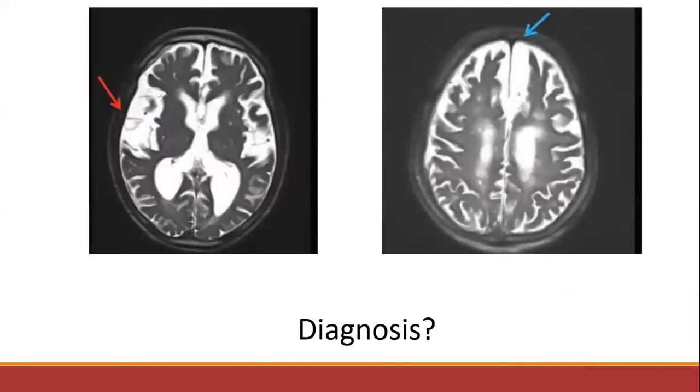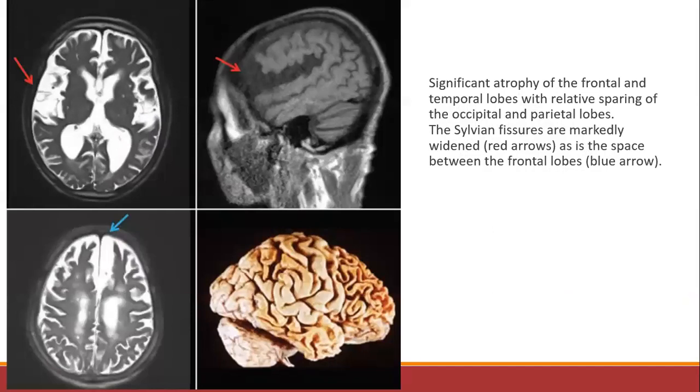Yeah, correct. So frontotemporal dementia can have two variants. It can be either a behavioral variant or there is language involvement. Here in the image, you can see significant atrophy, which is symmetrically involving the frontal and temporal lobe. There is relative sparing of the occipital and parietal lobes. The involvement is mainly the frontal lobe and the temporal lobe. The Sylvian fissure is markedly widened here.